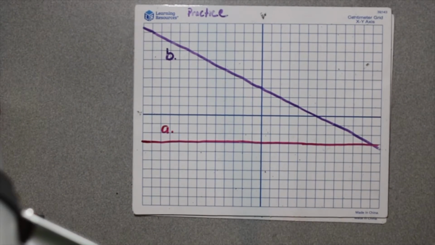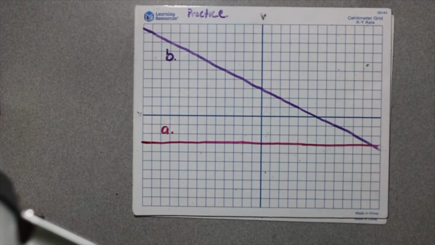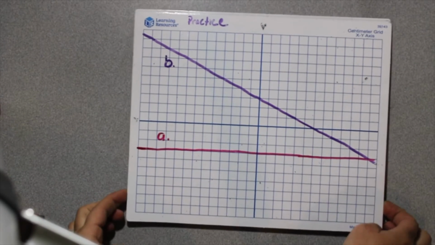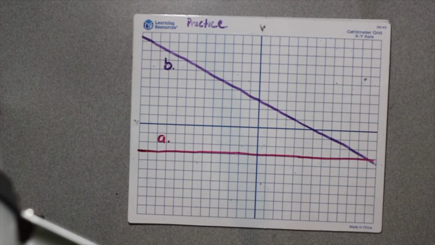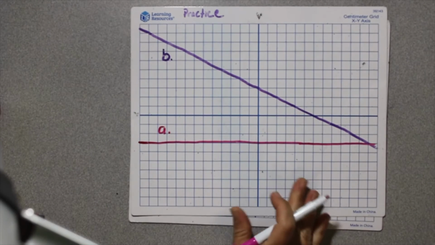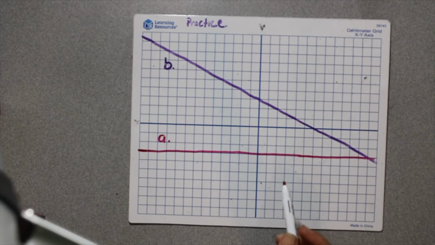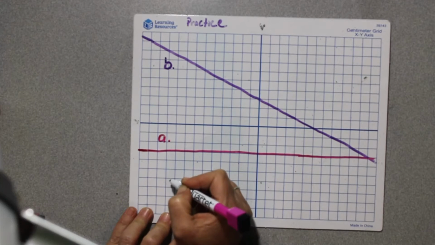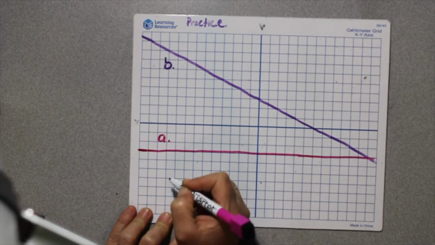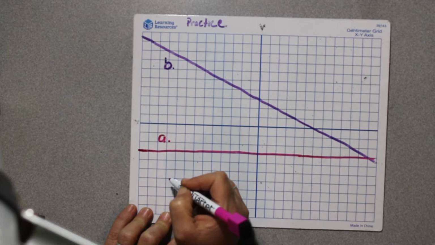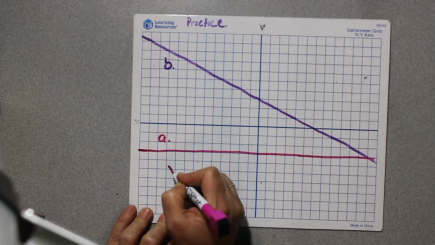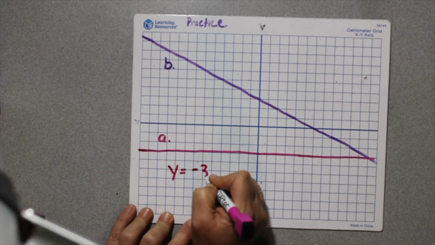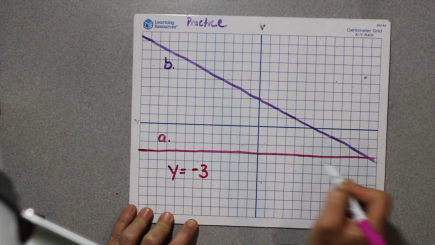Okay, here's the practice problems for lesson 75. And it asks you to find the equation of these lines. So, A, pretty easy. A, we moved on the y-axis. We went down. No matter what x is, y is always going to be negative 1, 2, 3. So, for A, the answer is y equals negative 3. Because we moved down on the y-axis.